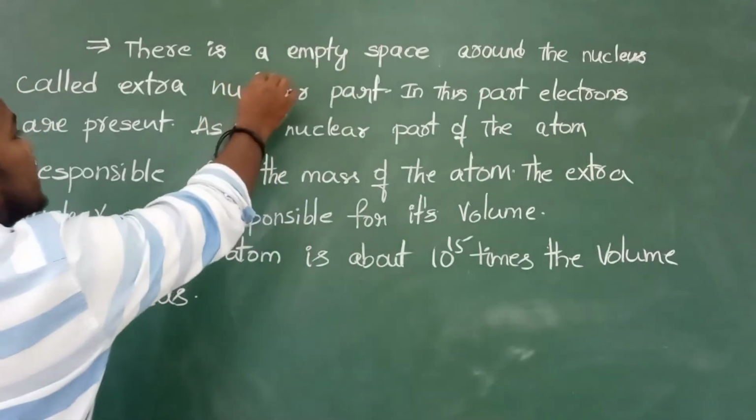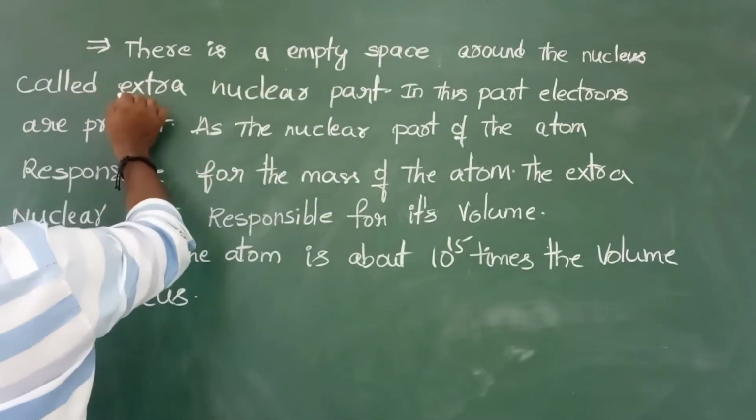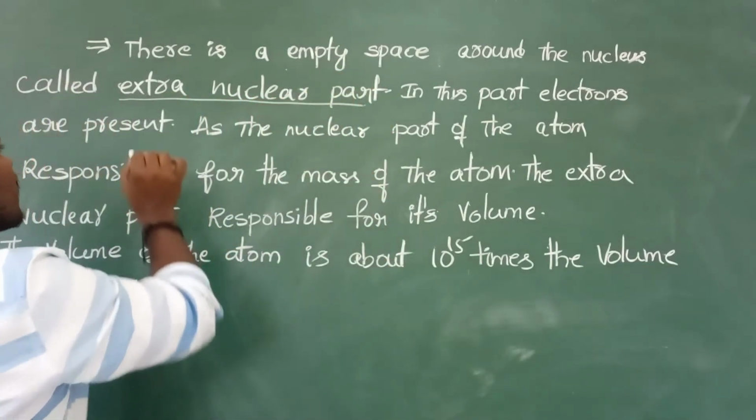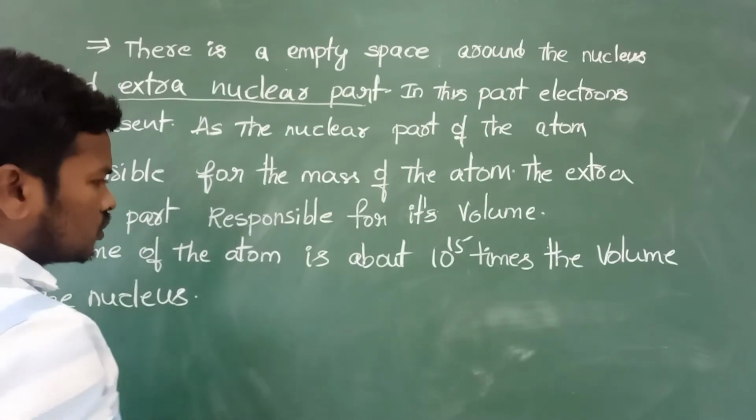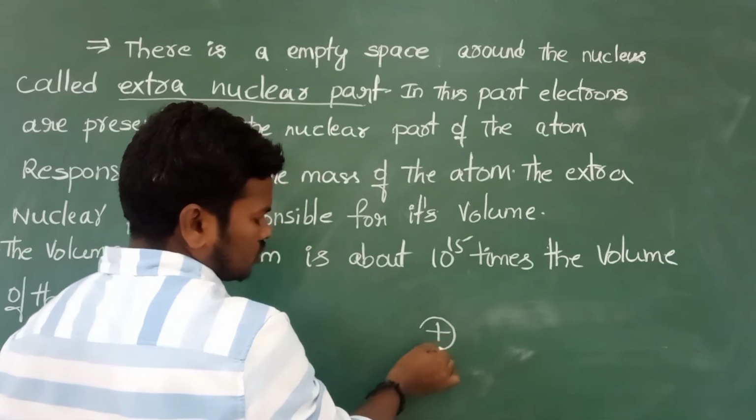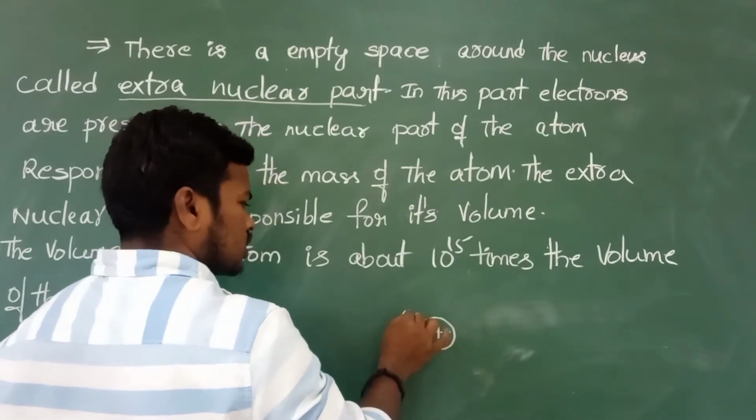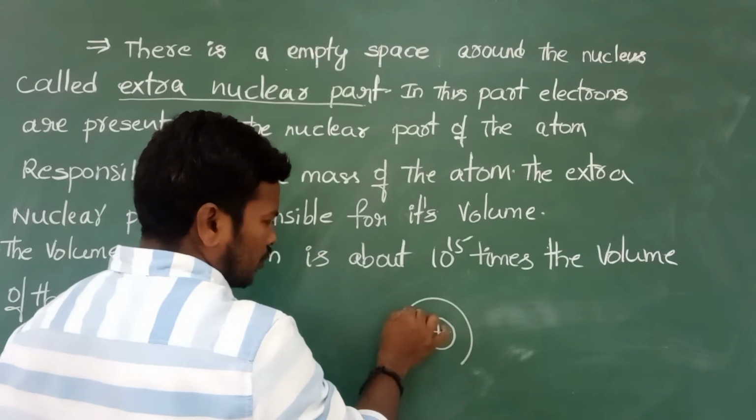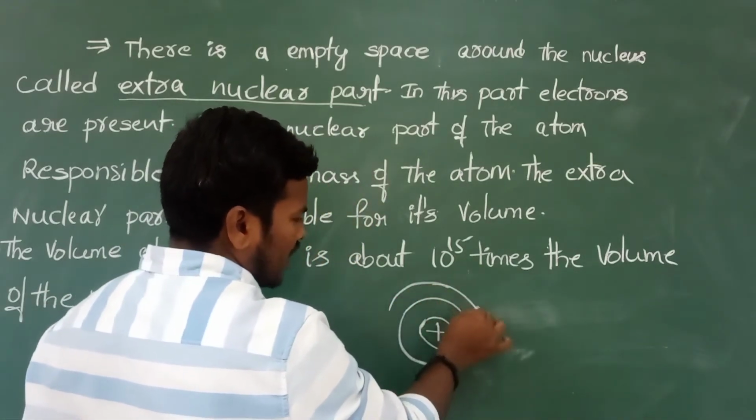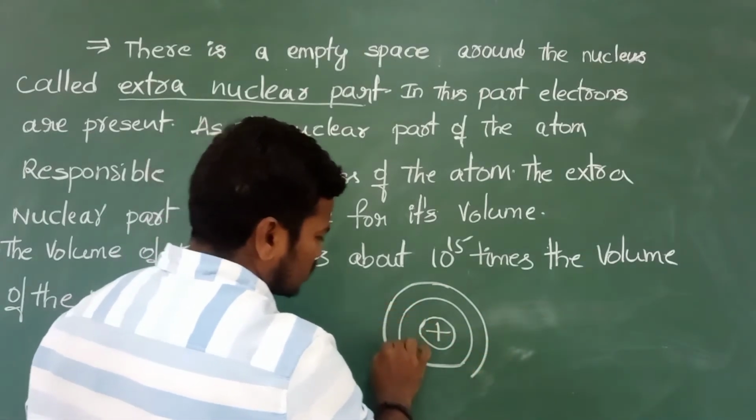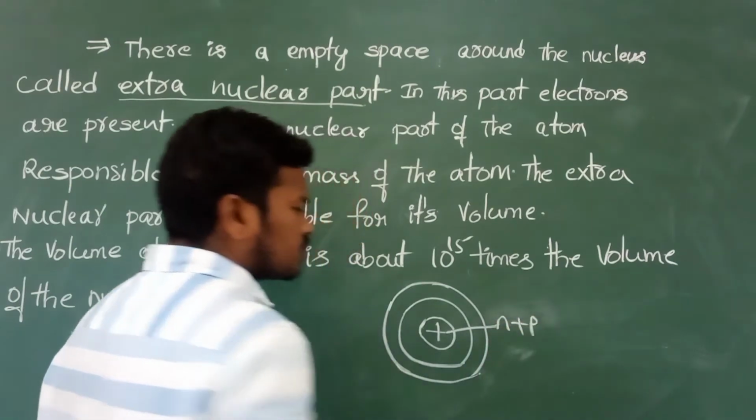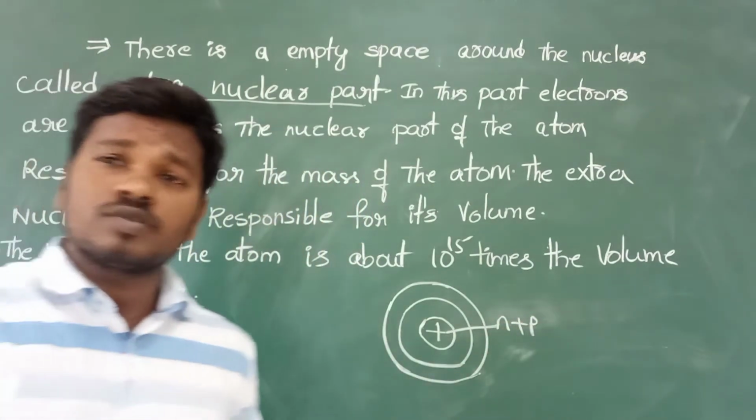See the last part. There is an empty space around the nucleus called the extranuclear part. In this part, electrons are present. The center of the atom is occupied by the dense positive charge. In the positive charge, neutrons plus protons are present. We have three subatomic particles, and out of these, neutrons plus protons are present in the nucleus. That is what we call nucleons.